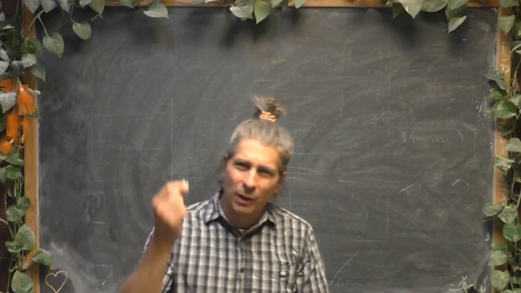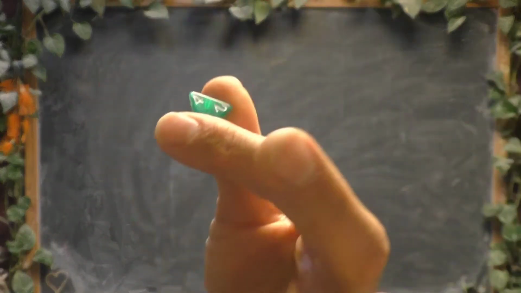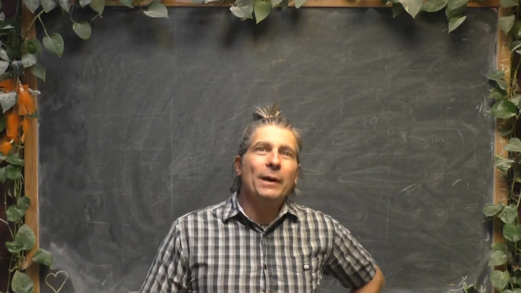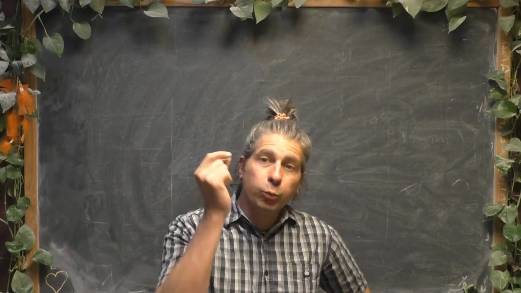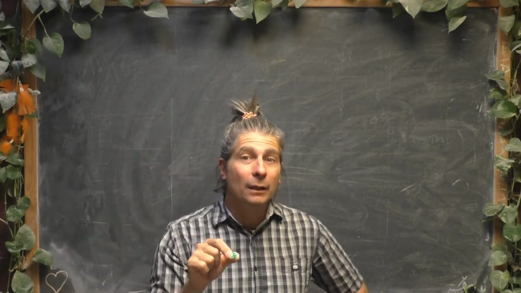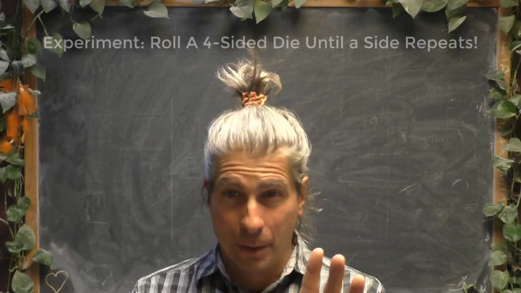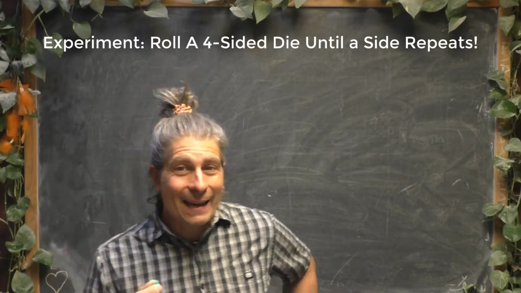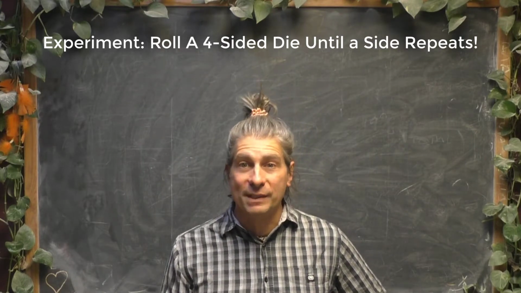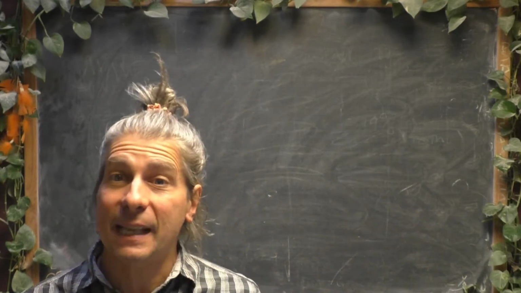In particular, I don't just want to roll a four-sided die because that's kind of boring. With a four-sided die, you've got four sides, and there's a 25% chance of rolling any side. I want to get a little bit more interesting. I want to roll this die a number of times until I end up getting a side to repeat itself. So we're going to roll this die until we get one of the sides to show up more than one time. Not in a row, just a number of times. Let me show you some examples of what I'm talking about.